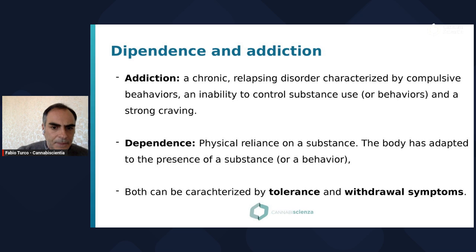Dependence, on the other hand, occurs when the body has adapted to the presence of a substance, leading to withdrawal symptoms when the intake of the substance is stopped. So dependence can occur with or without addiction and is primarily a physiological problem, but can also be a physical problem. So addiction is a chronic disorder and nowadays is treated like a medical condition, while dependence refers to the adaptation of our body to the presence of a substance.